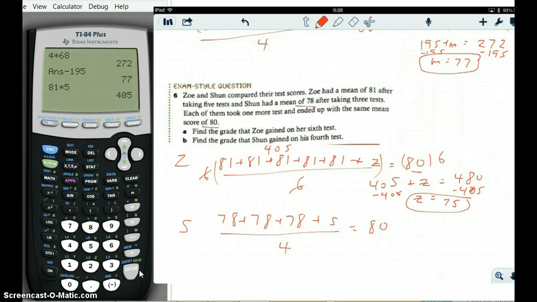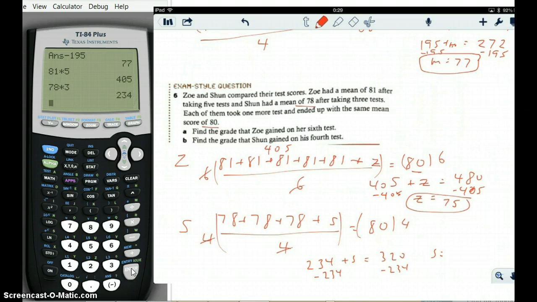And Shun, let's say we're going to multiply both sides by 4. 78 times 3 is 234 plus S equals 320, minus 234 from both sides. S is equal to 320 minus 234. The answer is 86. So Shun needs an 86 to end up with an average of 80. And that's it.